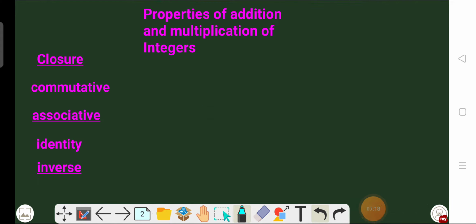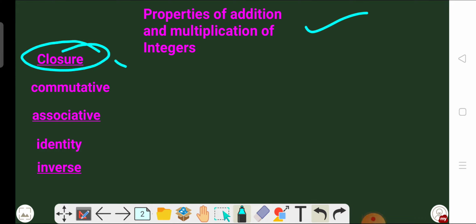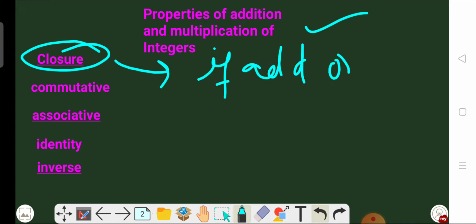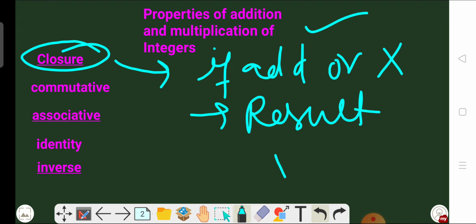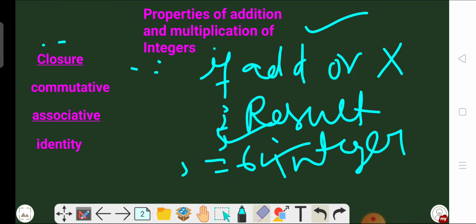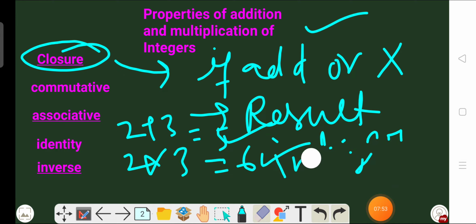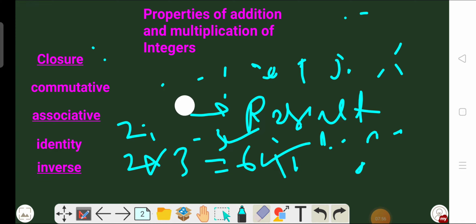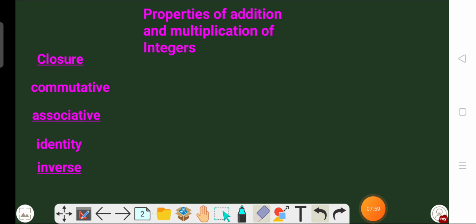now we will learn about properties of addition and multiplication of integers. First property is the closure property. According to this property, if you add or multiply two integers, their result is also an integer. Okay, for example, 2 multiplied by 3 result is 6, and 2 plus 3 result is 5. 5 is also an integer and 6 is also an integer. It means beta multiplication and addition of integers is always closure. Okay, now the next property is commutative property.